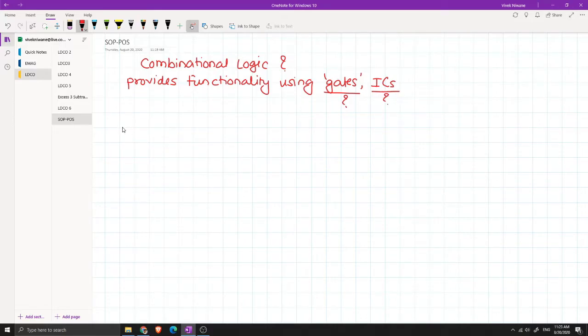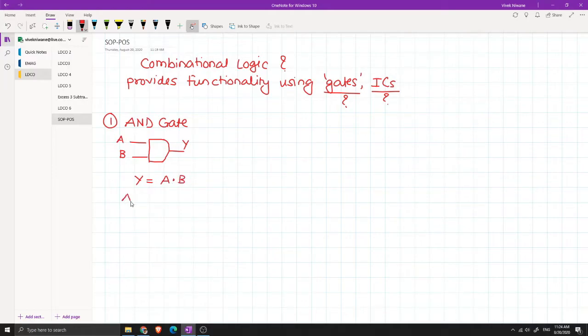There are different types of gates which provide different functionality. Let us see the AND gate. The symbol for the AND gate is like this, where we have two inputs, let us say A, B, and one output Y. Here the functionality provided by the AND gate is A into B.